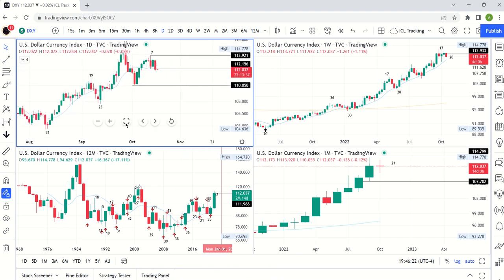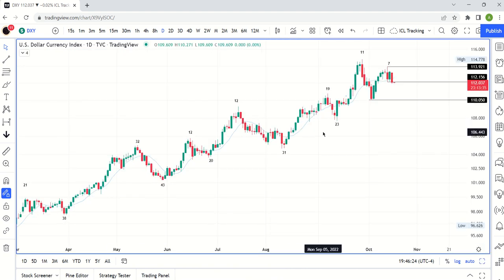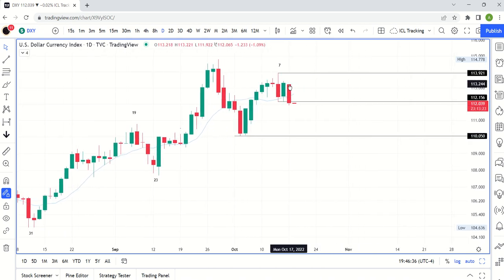So we're going to look at the Dixie today, the dollar index, the US dollar index. Our last bit, and this is October 17th, Monday night, we're just starting to trade now for what will become the Tuesday candle. Our last video was right before the Friday close. So we've had one full day of price action. That was this candle here, your Monday candle, which was red.